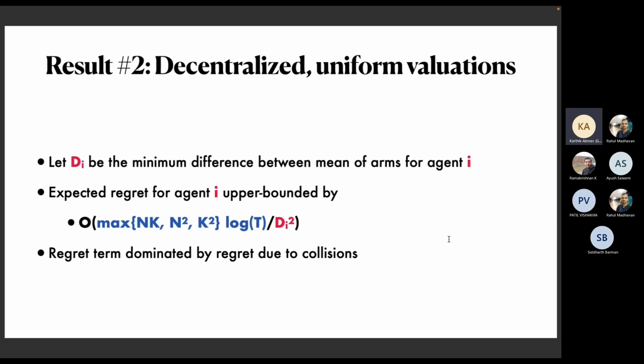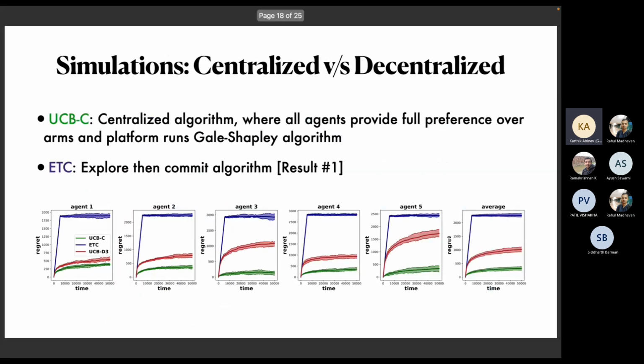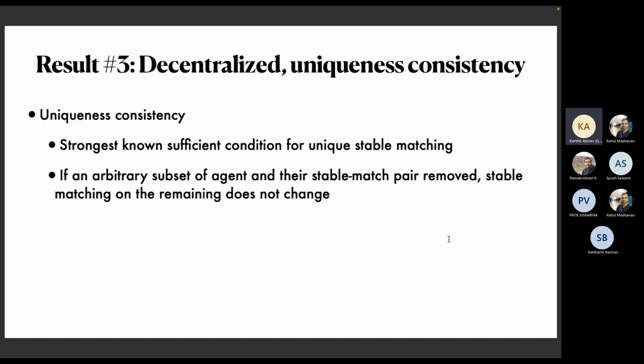In the interest of time, I'll just skip the next part. So essentially we are able to extend it to the strongest sufficient condition for unique stable matching, which is called uniqueness consistency. At a high level, what it means is that if you have a stable matching, and you arbitrarily remove a subset of agents and remove their stable match pair from the system, the rest of the stable matching doesn't change. So this is somehow the strongest known sufficient condition for when a unique stable matching exists.